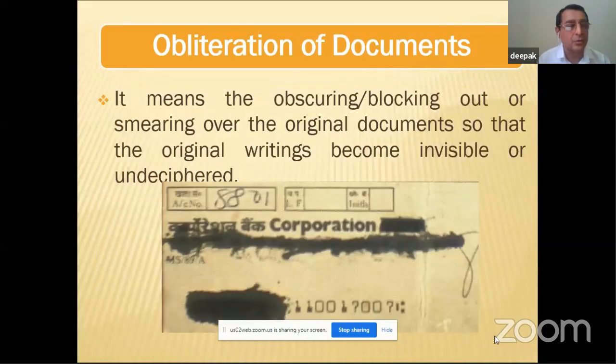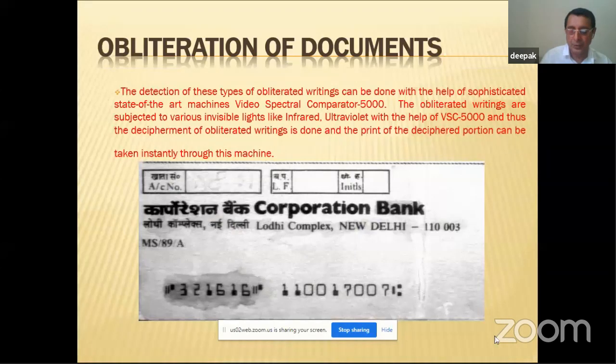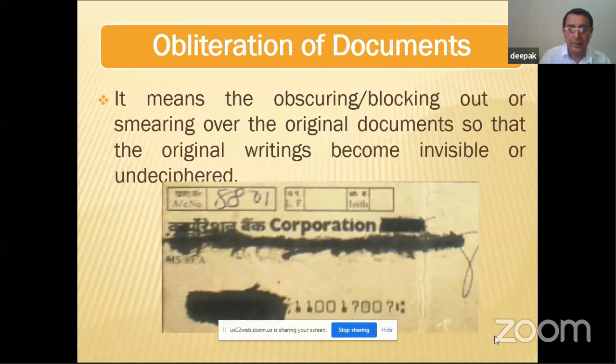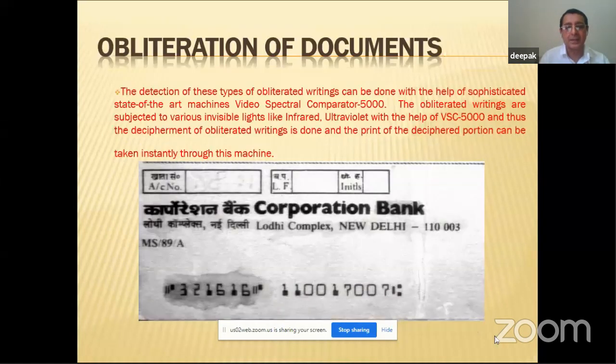I'll show you, friends, the case where we are examining obliterated writings. I blackened this specimen from the corporation bank cheque. Nobody can read what is written on the blackened portion. No human eye can catch what was written below the blackened portion. But by applying a simple light, which is called IR light, infrared light, we got the result. Can you see the portion wherein this Lodi Complex, written in English, is very clear? The document will remain like this, friends. By just applying this light, you get the results.